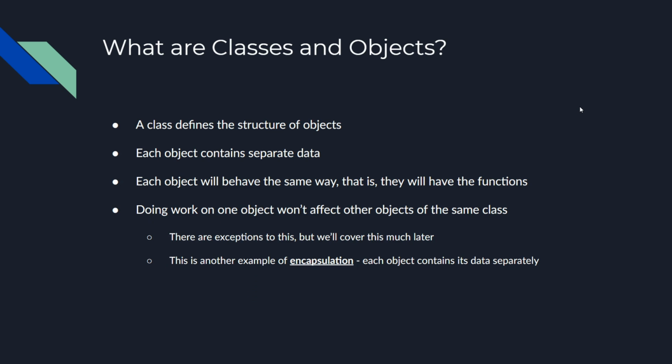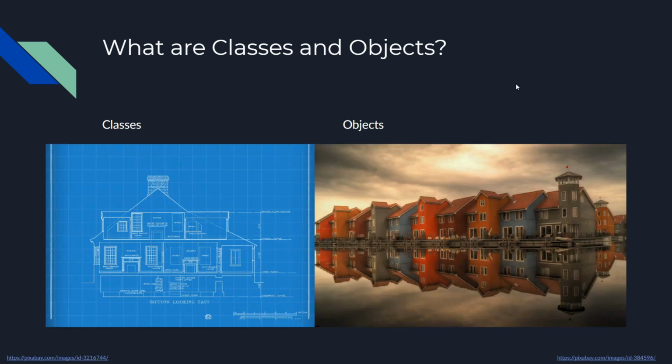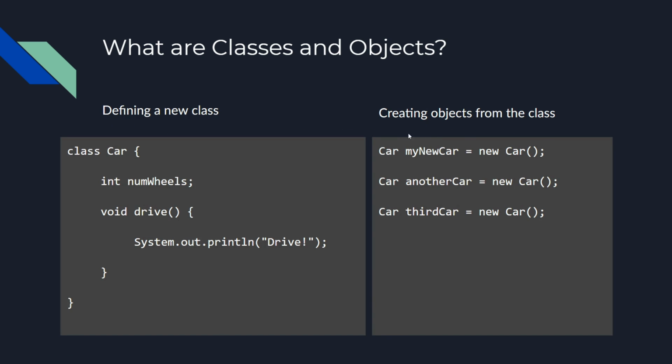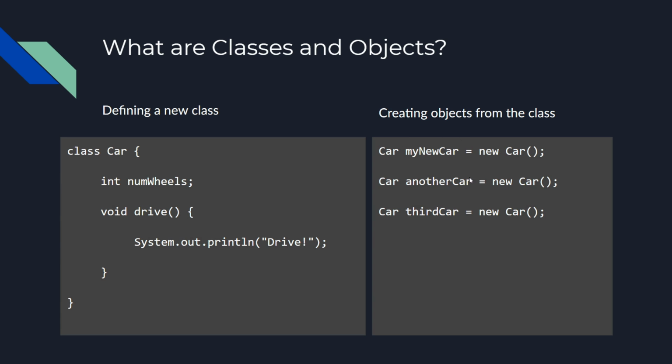So to review what we've gone over, again, the class defines the structure of objects, and each object will contain separate data. If we go back here, my new car and another car store two separate objects. They're both car objects, built from the car class, but they have separate data. And each object will behave the same way. That is, they will have the same functions. So both my new car and another car will have this drive method here, and it will do the same thing.